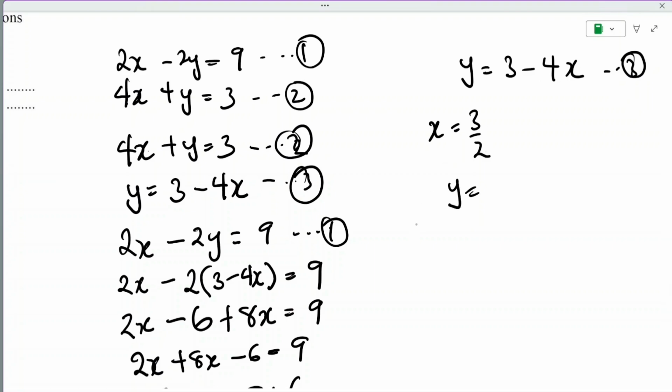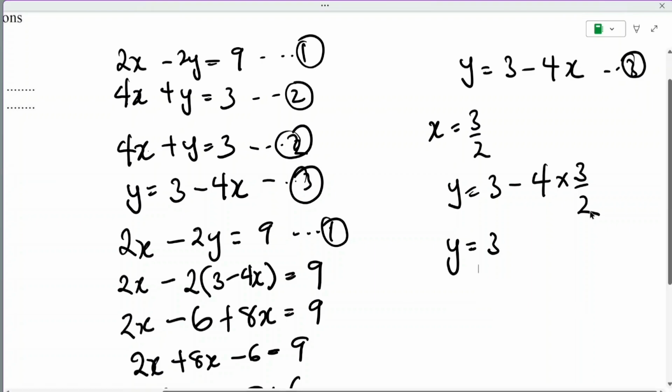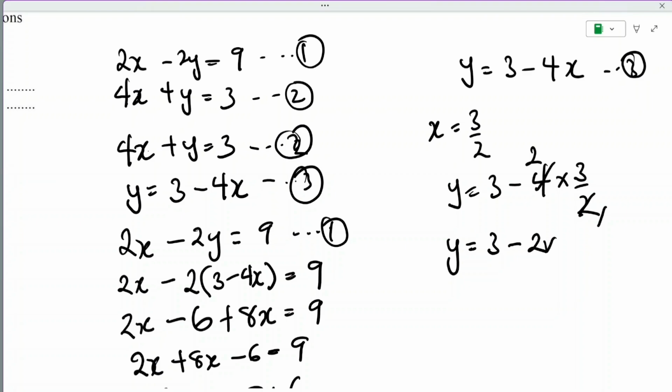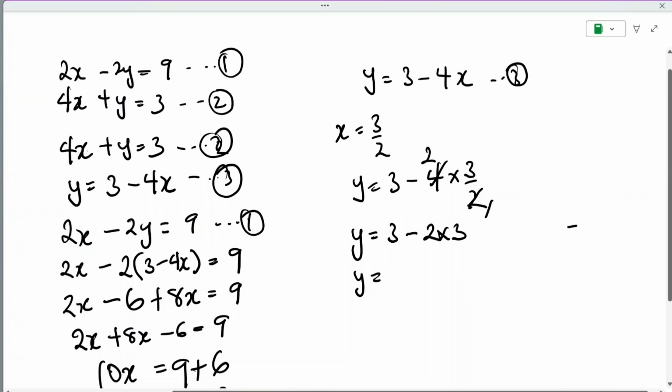We have y equals 3 minus 4. The 4 is linked to the x by times. You can now say times 3 over 2. We have y equals 3. You can say 2 into 4, 2. So you have minus 2 times 3. y equals, this 2 owns this negative, and it's multiplying this 3 that has a positive. So you have minus 2 times plus 3.